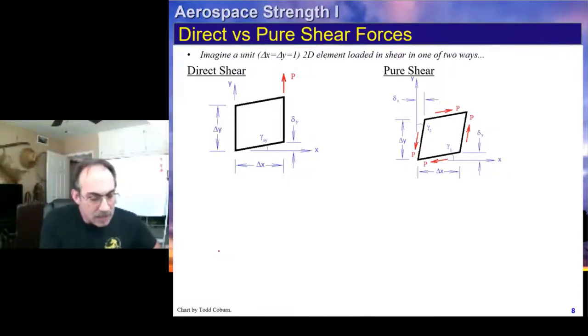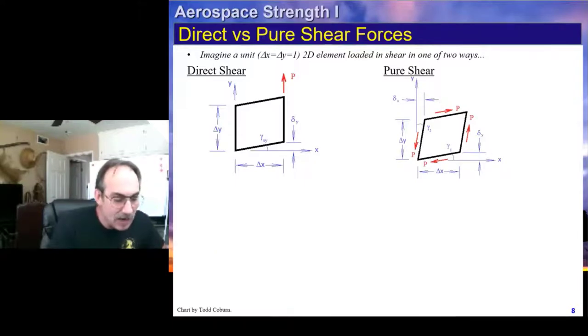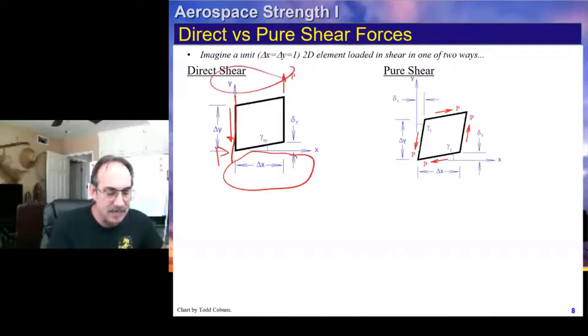Okay. If we have a force applied here, and there's something here, but there's nothing on top and nothing on bottom, then I have a reaction there, right? It's going to be equal to P. But there's nothing down here. This is empty. This is empty. That means we have nothing to develop a force along here and here. We'll call that direct shear.